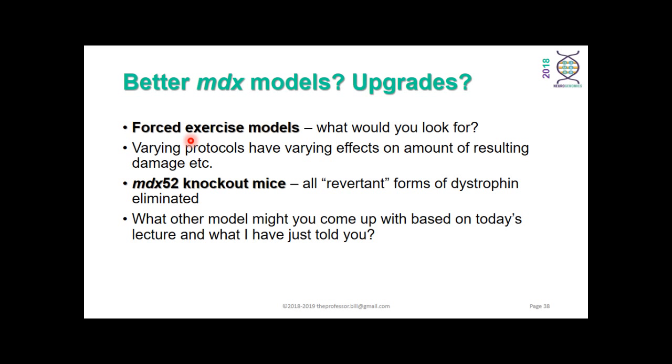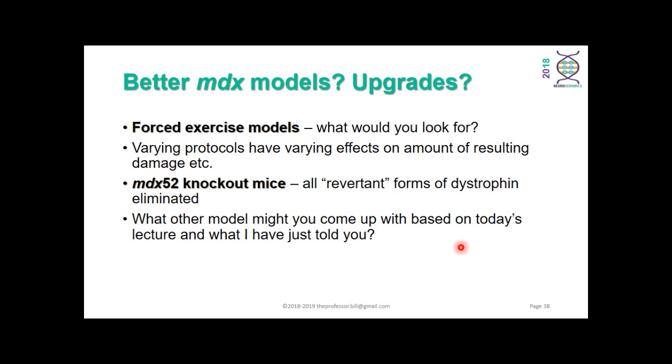So there are a number of these varying protocols which allow for different amounts of damage to muscle. And then there's also an MDX52 knockout mouse. So in this mouse, all forms, all homologous forms, short forms, truncated forms, everything are completely deleted. In this mouse, muscular dystrophy is actually very, very serious and very prominent. And so all revertant forms, including utrophin, are actually eliminated in the MDX52 model system.